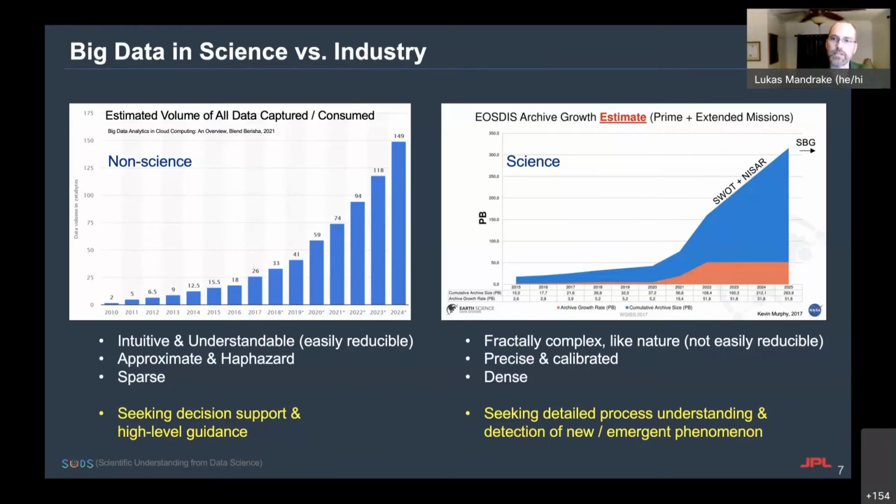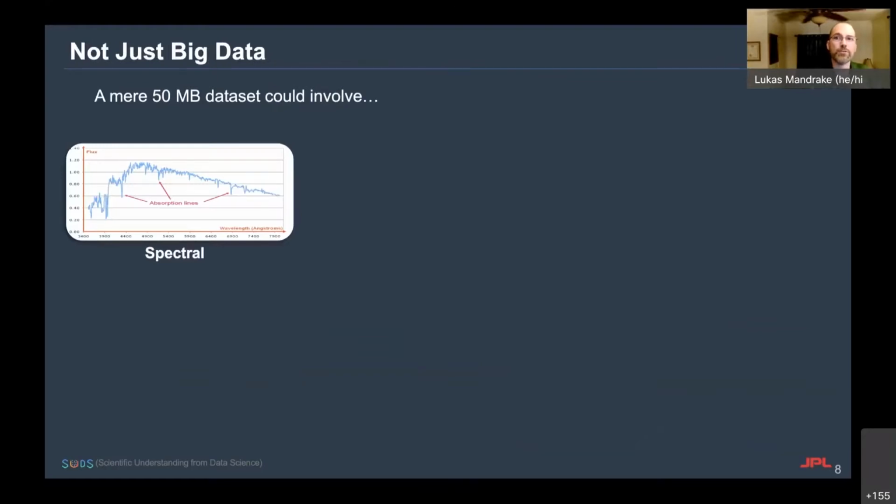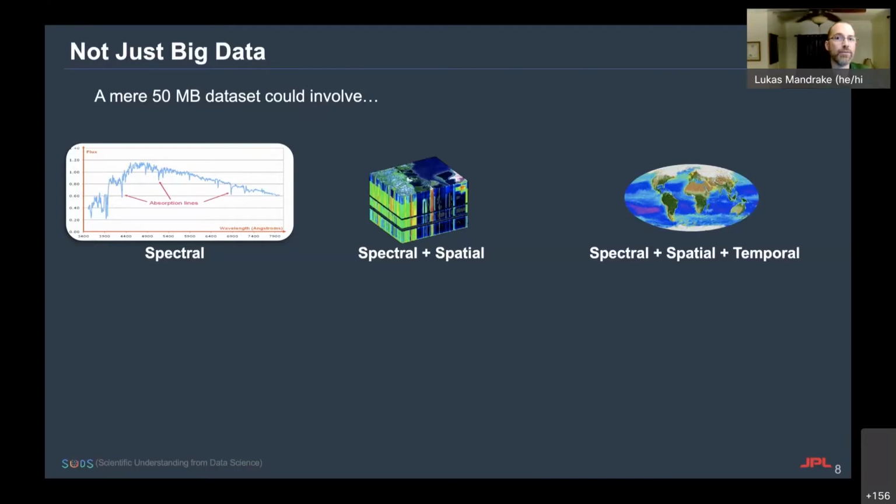So what is uniquely difficult about modern science data analysis beyond scaling up our existing analysis to the big data regime? For example, let's take a mere 50 megabyte science data set, hardly worth mentioning in the big data regime, and say it contains spectral observations of the Earth's surface. There's that fractal complexity element already, with each observation simultaneously observing hundreds or thousands of individual wavelengths. But wait, the spectra are also spatially correlated. To form valid conclusions, they should be jointly analyzed in relevant groupings. And in fact, there are multiple observations in each location at different times.